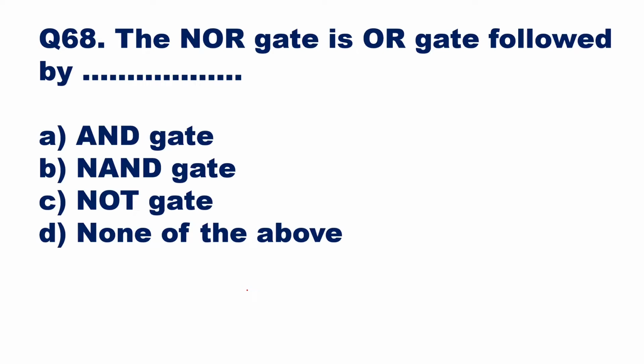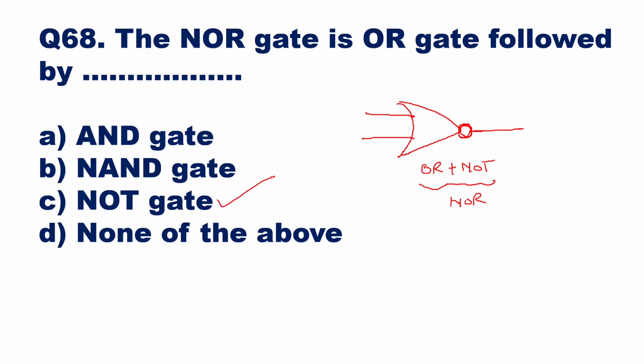Then we'll go to the next question. The NOR gate is OR gate followed by dash gate. Options are AND gate, NAND gate, NOT gate, and none of the above. So we have seen the symbol of NOR gate. The symbol of NOR gate says that you are having an OR gate and then you are going to complement the output by showing a bubble. That means you are having OR gate plus NOT gate. So this together will make a NOR gate. So it is OR gate which is followed by NOT gate. So option C is the right answer here, NOT gate.